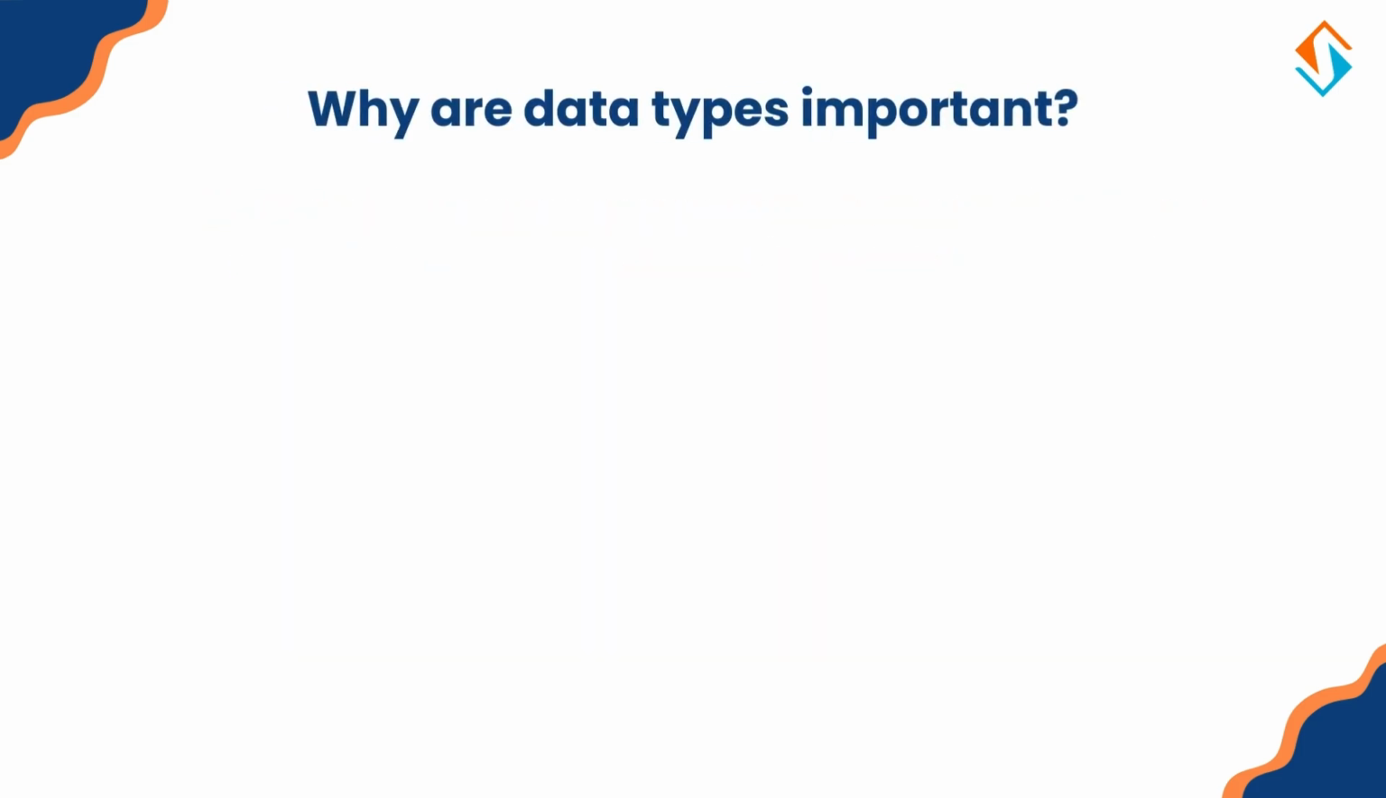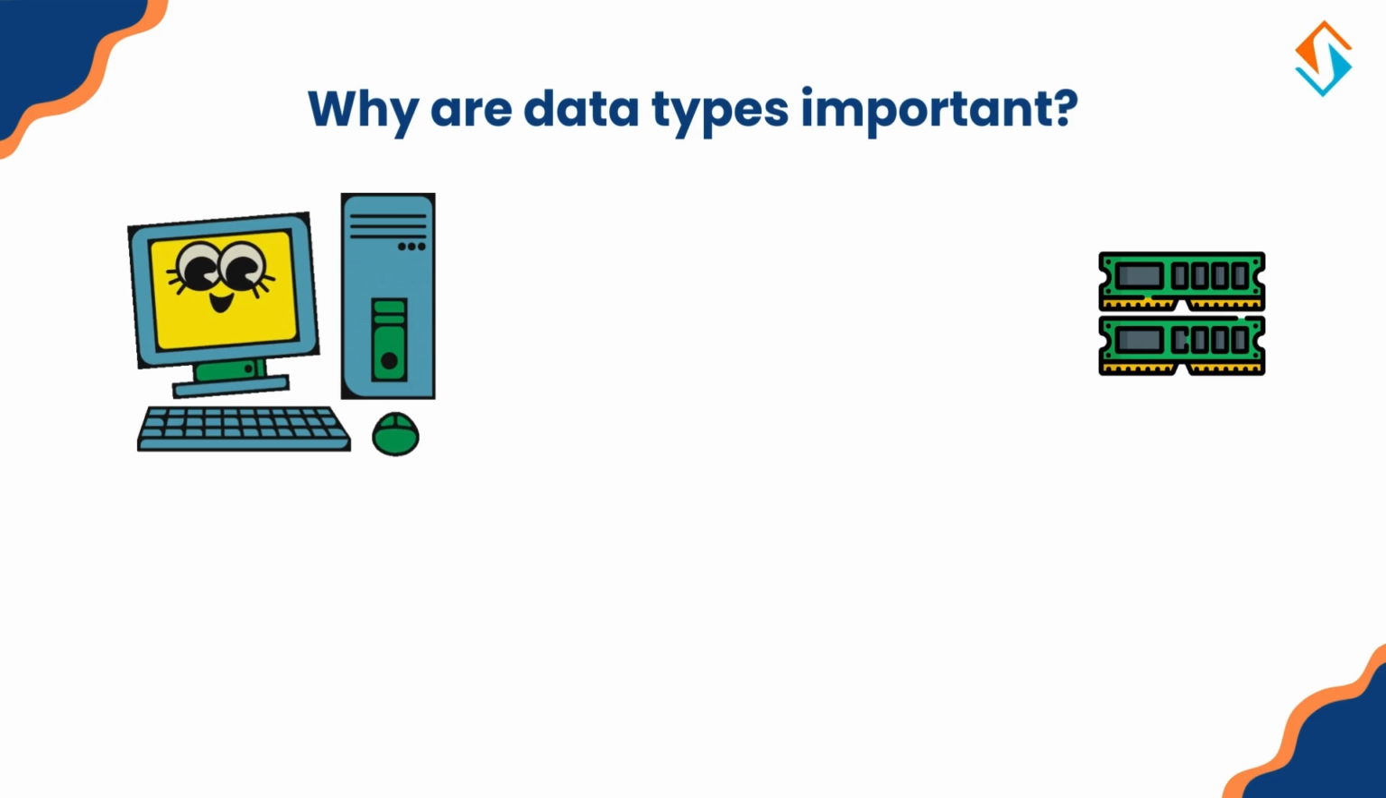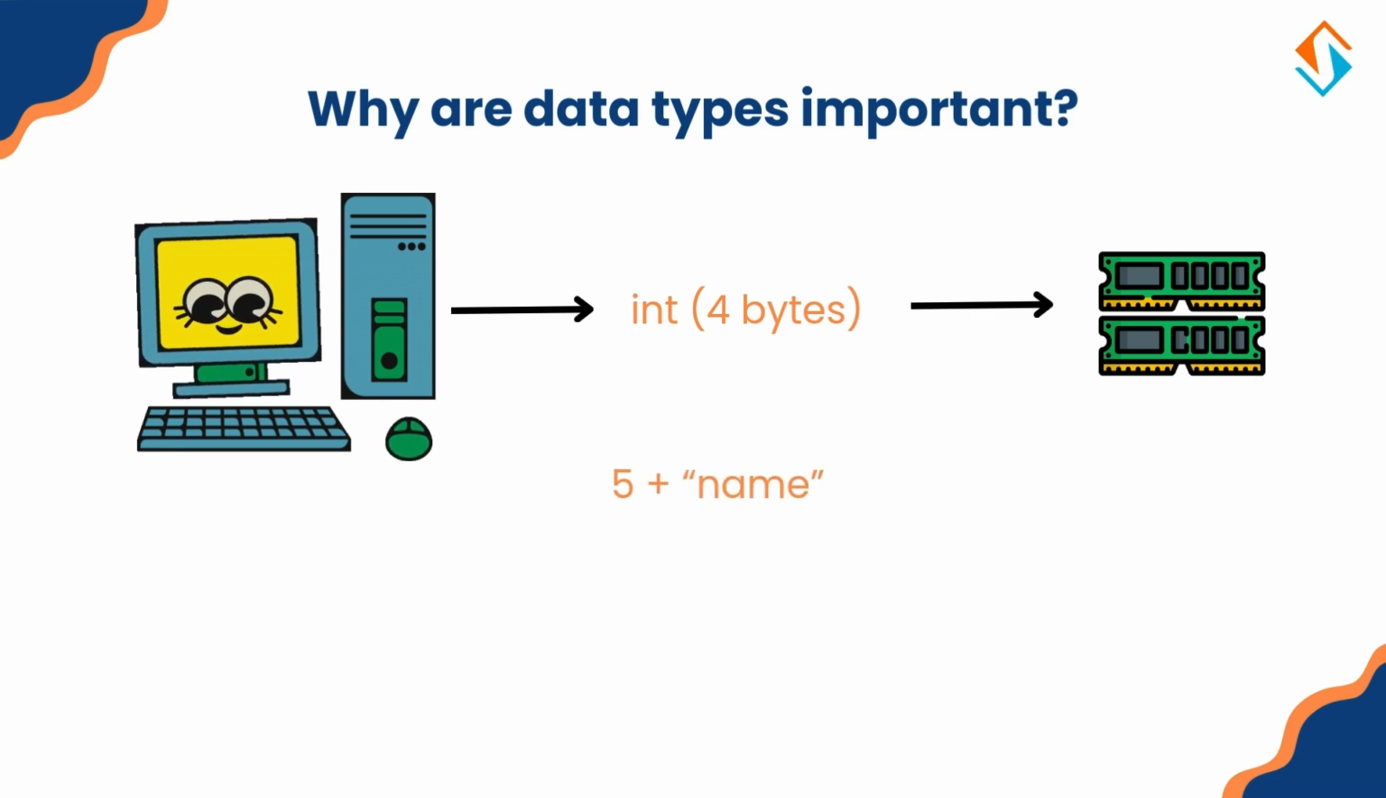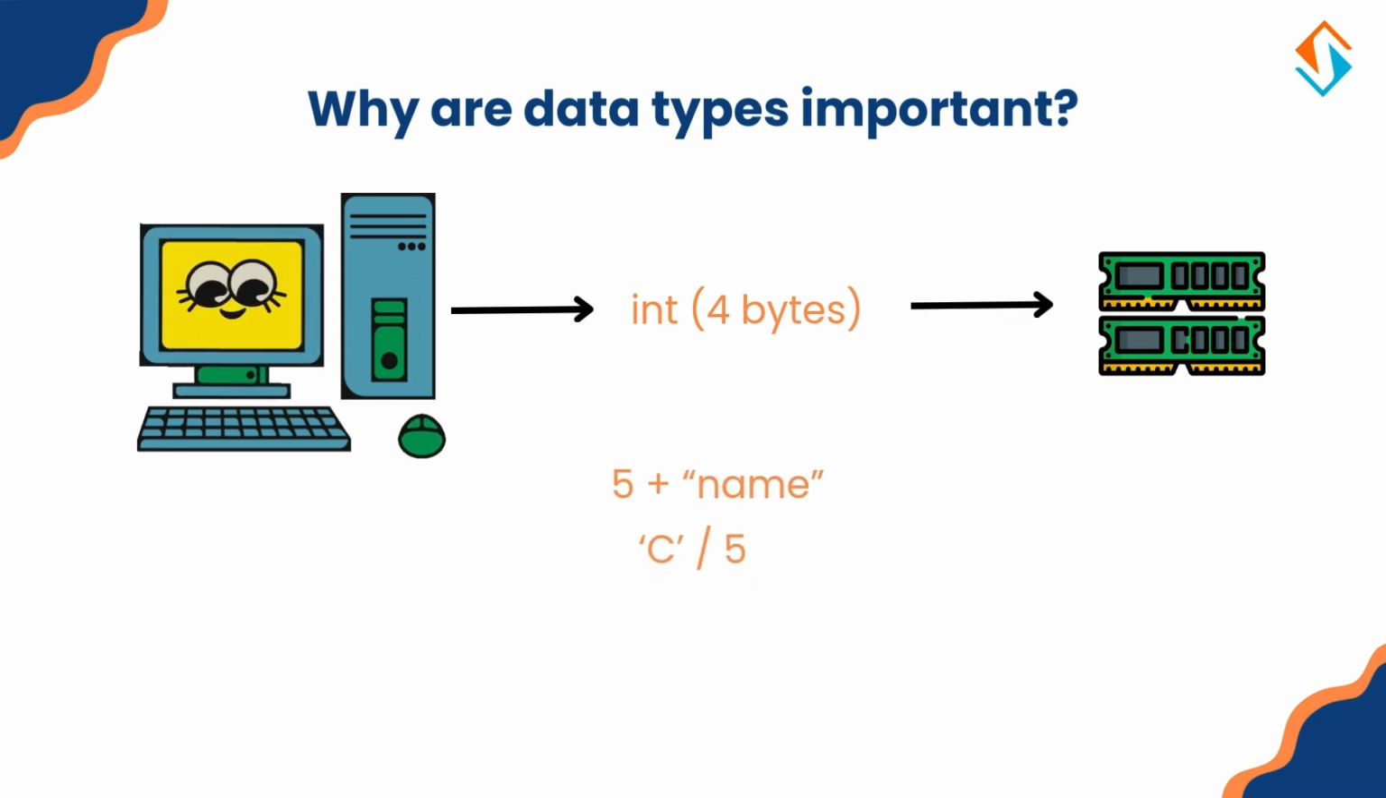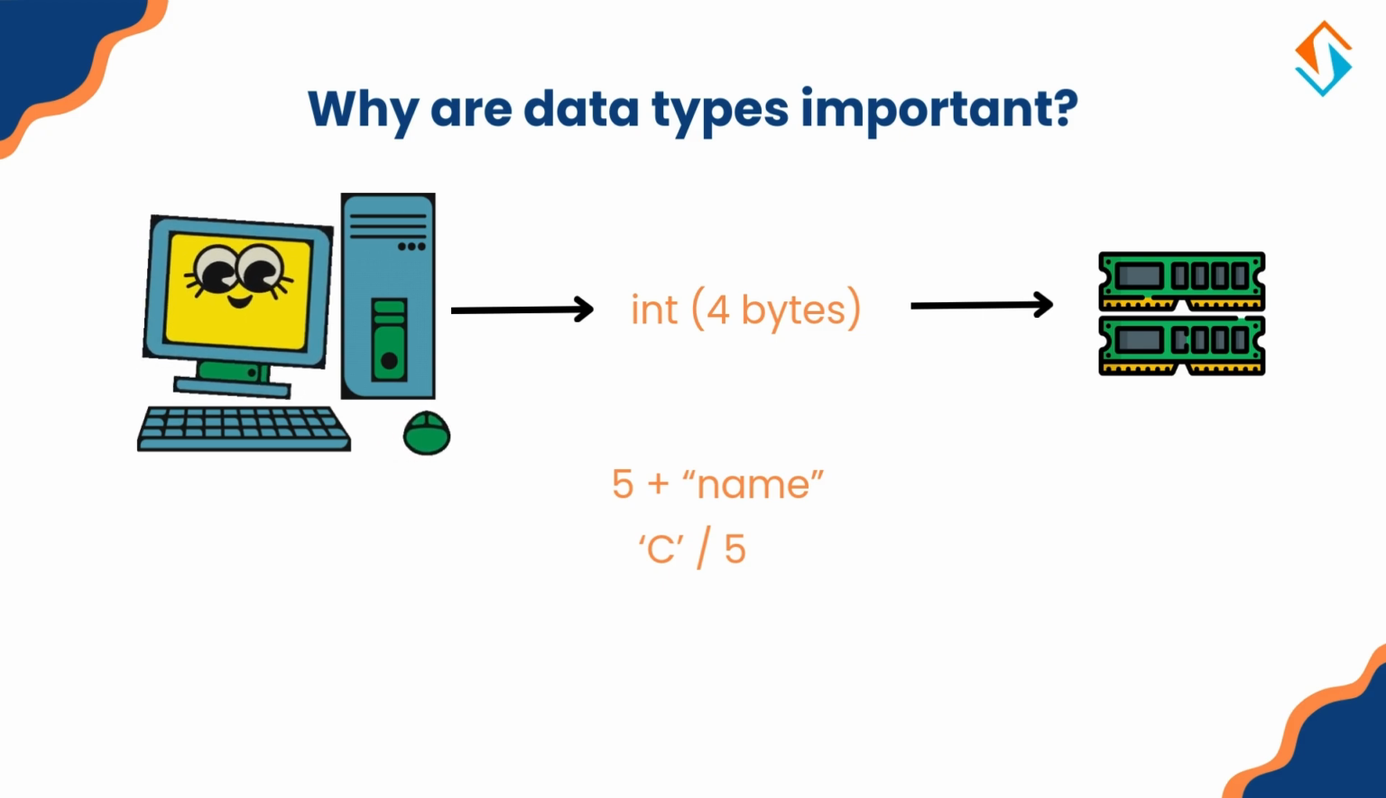Now you might be wondering, why do we need to specify the data type? Well, it's because the computer needs to know how much memory to allocate for your variable and what kind of operations you can do with it. For example, you can't add a number and a string. You can't divide a char by an int. So choosing the right data type is like giving the computer clear instructions.